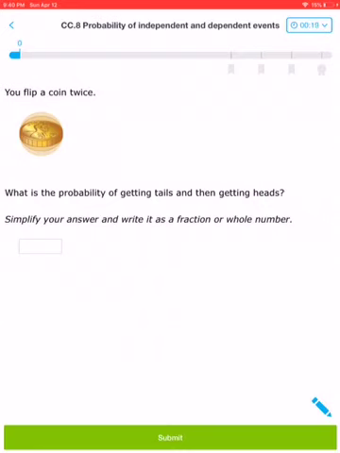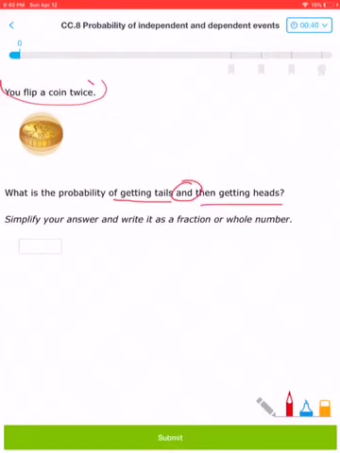Okay, this video is going to focus on finding different probabilities, and they're really going to help you with trying to distinguish between independent and dependent events. So for this first one, we are flipping a coin twice. It says, what's the probability of getting tails and then getting heads? When you see "and," that's when you want to multiply the two different probabilities.